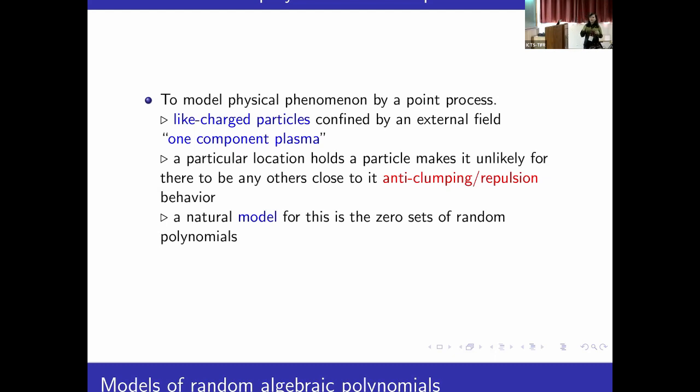So the zero set of random polynomials is a natural candidate for this point process with repulsion. If you remember, yesterday Subro also mentioned another class of point processes that has the repulsion property, the determinantal point processes. Random polynomials actually intersect with that class of point processes, and again could be a natural model for this phenomenon.